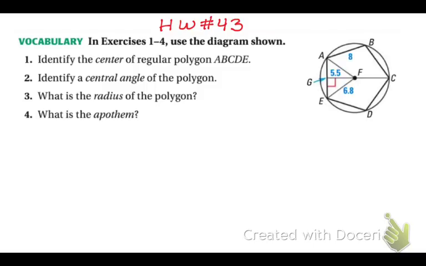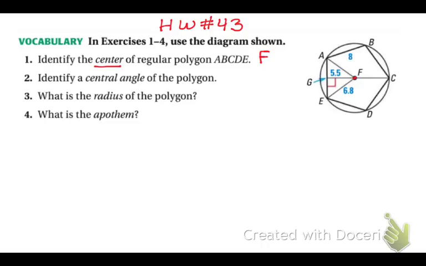Okay, don't forget to put your name on it. Thank you. Okay, so identify the center of the polygon ABCDE. So obviously we have a polygon. It's got 5 sides, so it's a pentagon. Okay, and the center of both the circle and the polygon is F. Okay, that's pretty obvious.